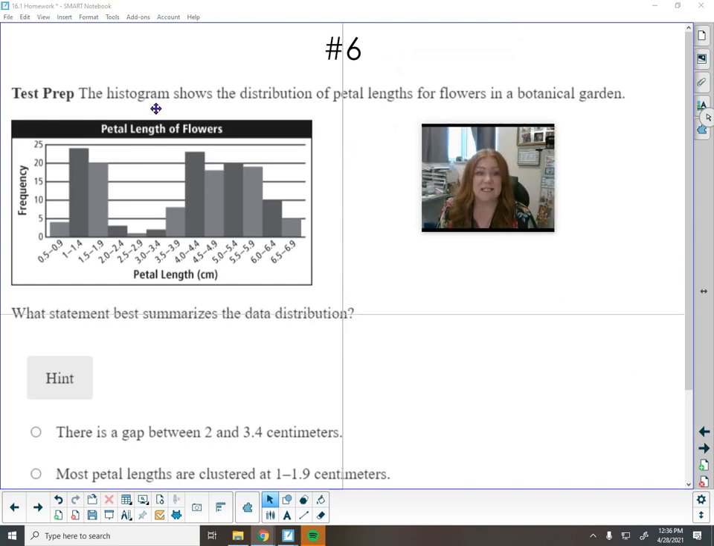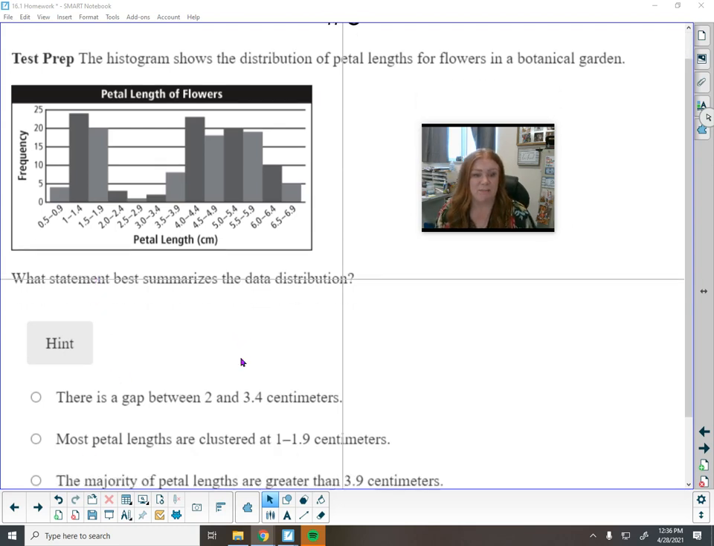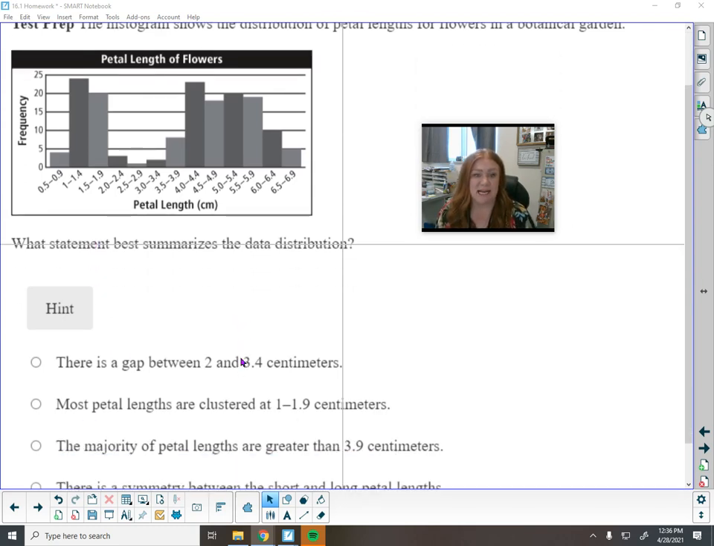Number 6, the histogram shows the distribution of petal lengths for flowers in a botanical garden. So we can see from less than a centimeter, we've got 4 plants that have tiny leaves, all the way up to like 24 plants that have about 1 centimeter to a centimeter and a half leaves. So which statement best summarizes this data here?